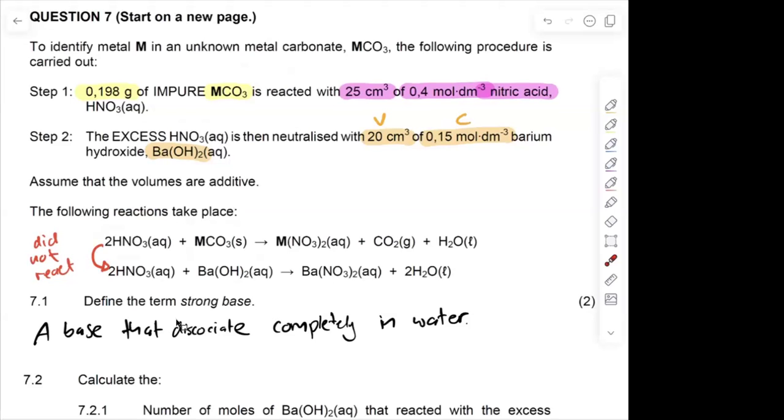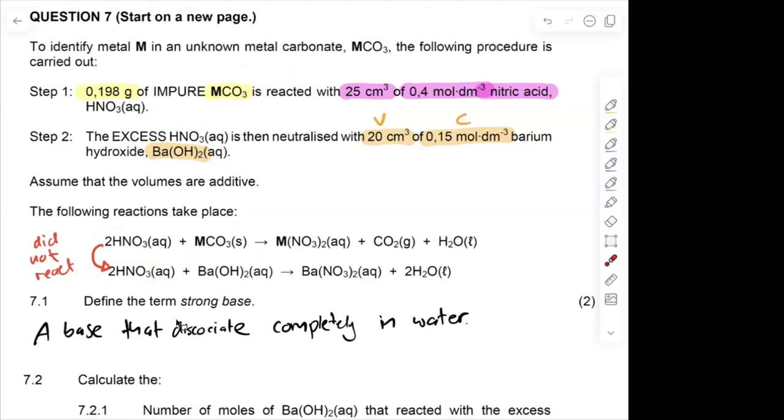So whatever remains at the end of step 1, that's what we're going to use in the second reaction. It says again here, step 2, the excess HNO3 is then neutralized with that much of the barium hydroxide solution. So then that's what we're going to do. We need to figure out what's happening at the end of step 1, which is the same thing as the beginning of step 2.